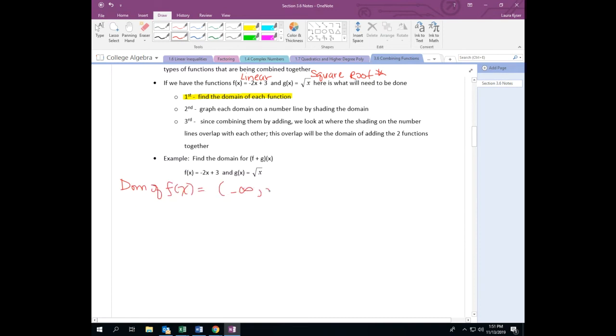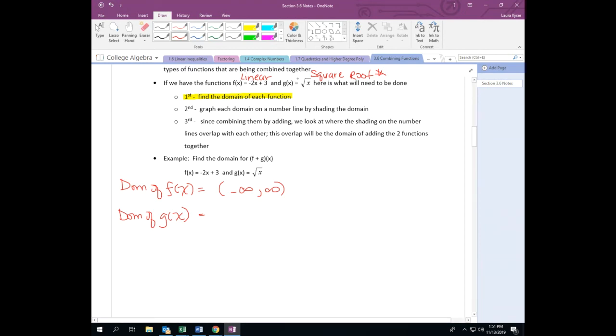Negative infinity to infinity. For the square root function, we have to actually find it. Now, if we think about the square root function, this is g of x. Square root functions are not allowed to have negatives under the radical, because then we get into the imaginary world and we're dealing with complex numbers. This is in the real world with real number answers.